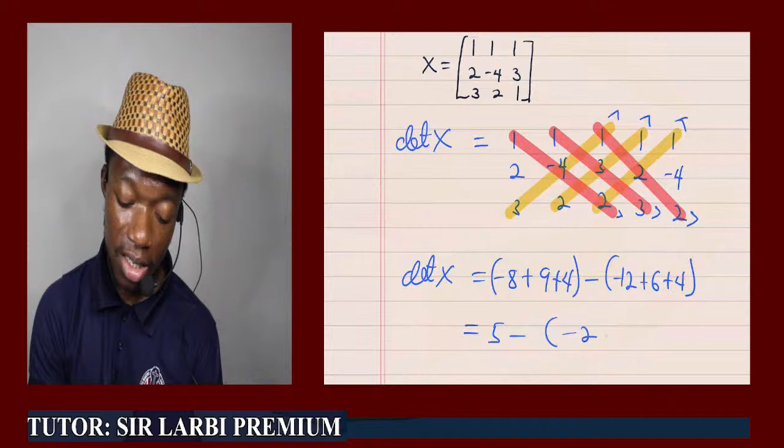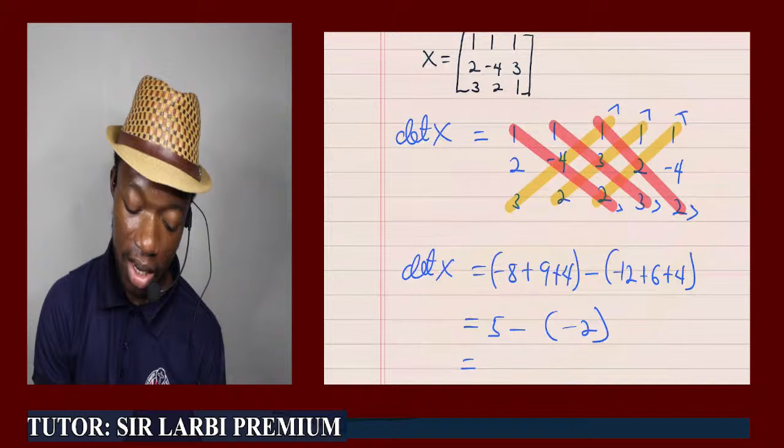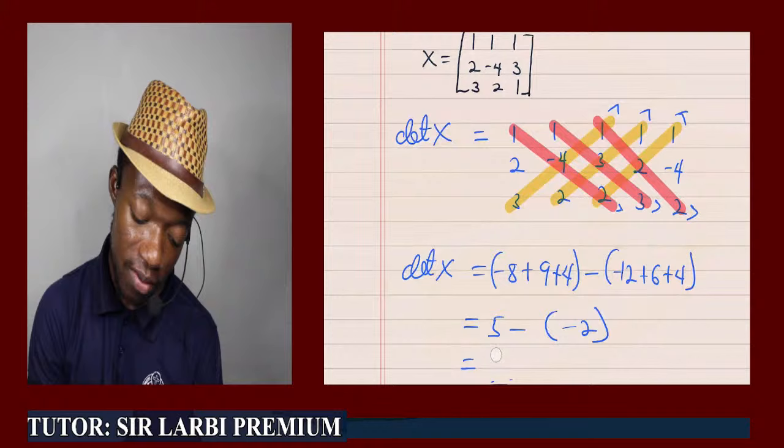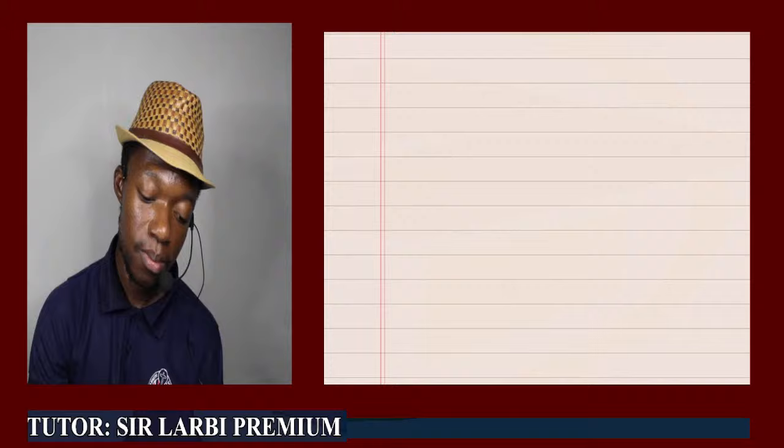So that means you have a determinant of 5 minus negative 2, you are getting 7. So this is going to be the determinant. Negative 7? Sorry, positive 7 rather. Then you are good to go. Positive 7. Sorry about that. So that is how we find the determinant.